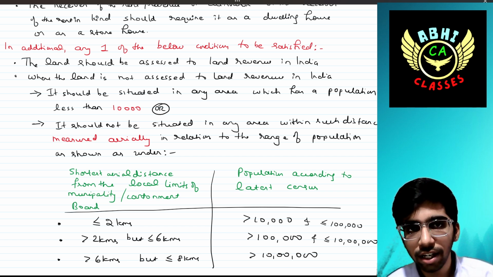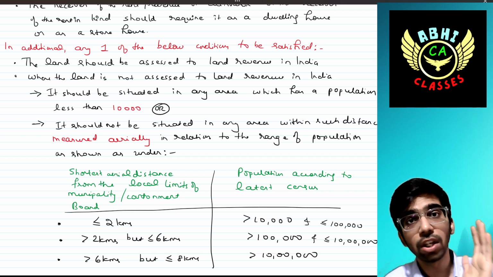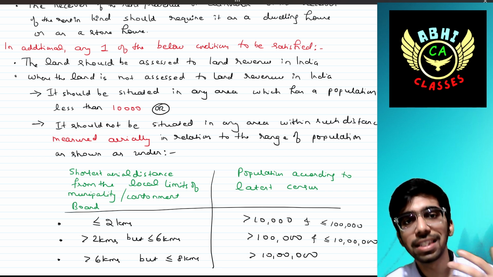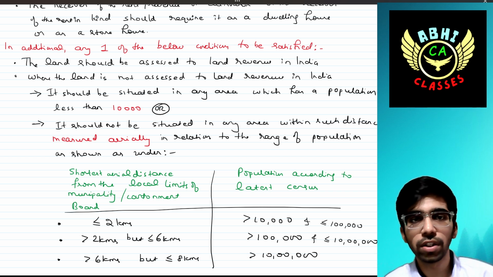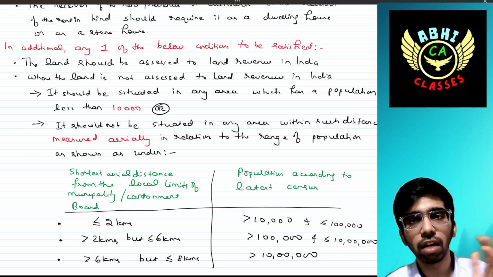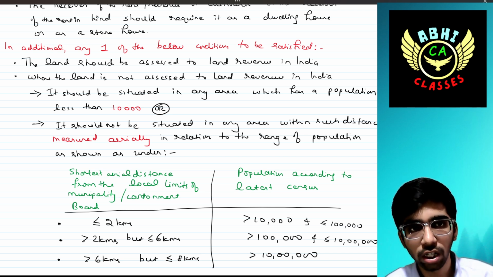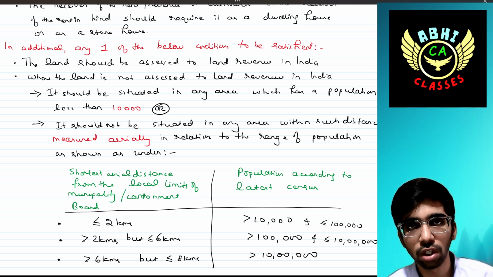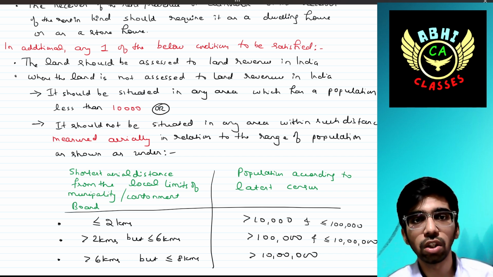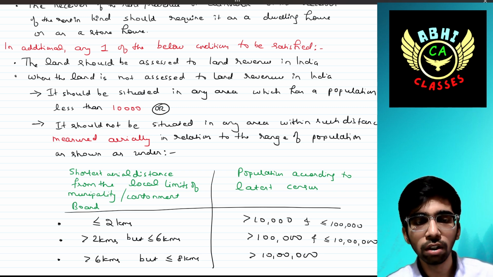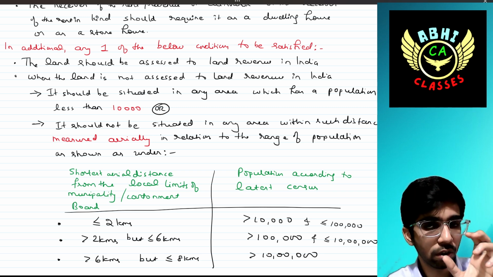Where the land is not assessed to land revenue in India, then it should be situated in an area which has a population of less than 10,000. Remember, this is very important. If it is not assessed to land revenue in India, then it should be situated in an area with a population of less than 10,000. If the population is less than 10,000, then it is treated as agricultural income.